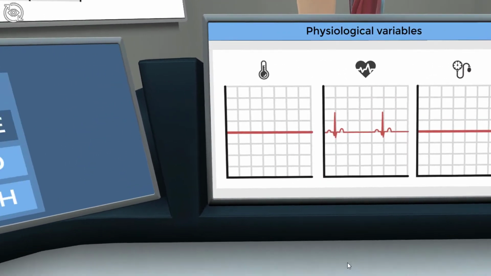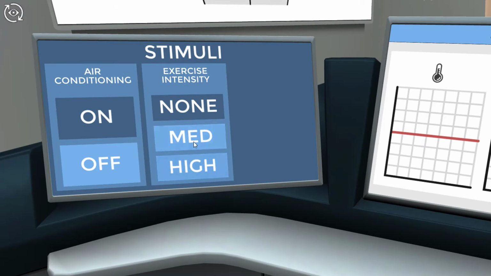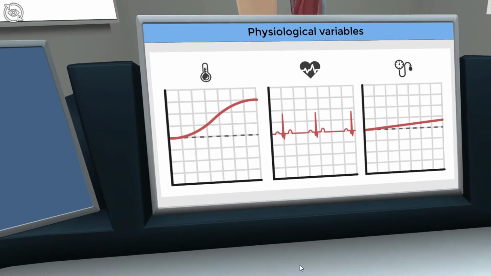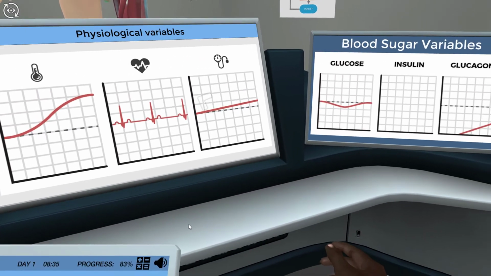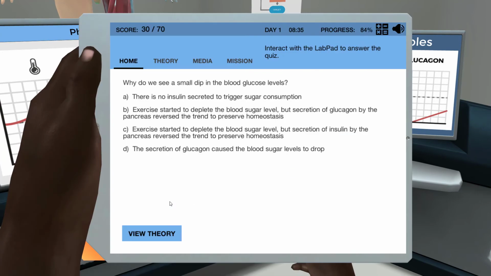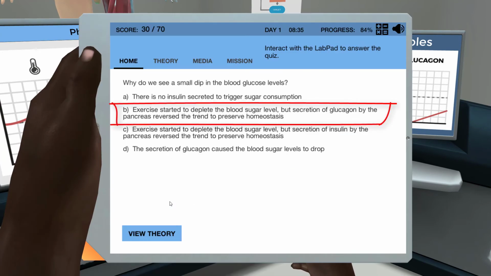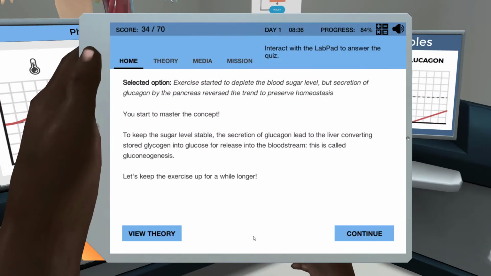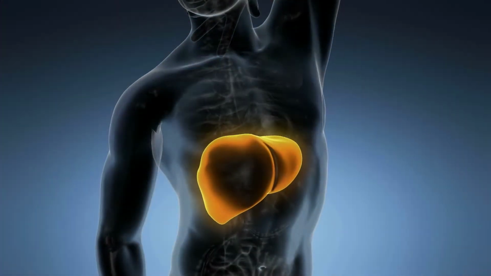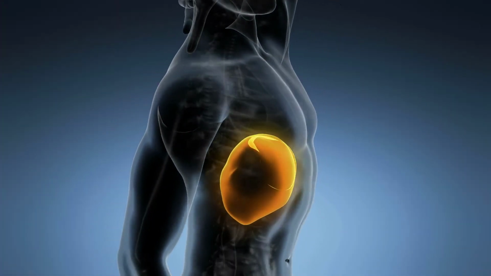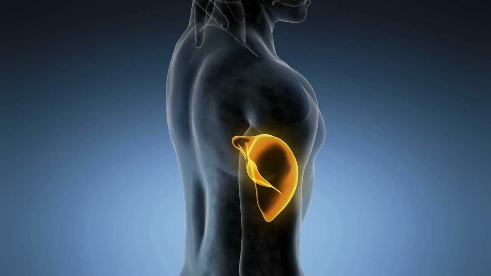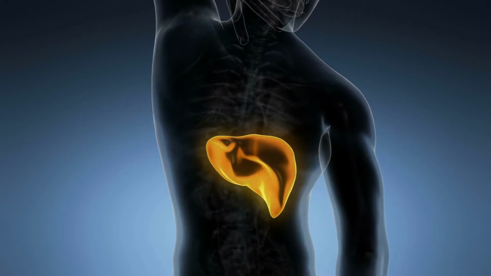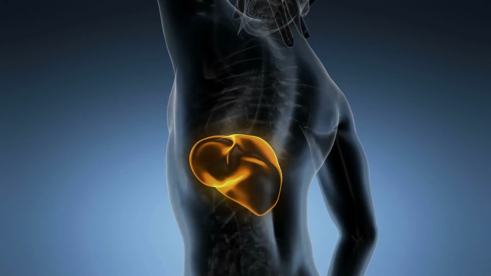Increase the exercise intensity again. Let's wait 15 minutes. Observe the variations in the physiological variables. Why do we see a small dip in the blood glucose levels? You start to master the concept. To keep the sugar level stable, the secretion of glucagon leads to the liver converting stored glycogen into glucose for release into the bloodstream. This is called gluconeogenesis.